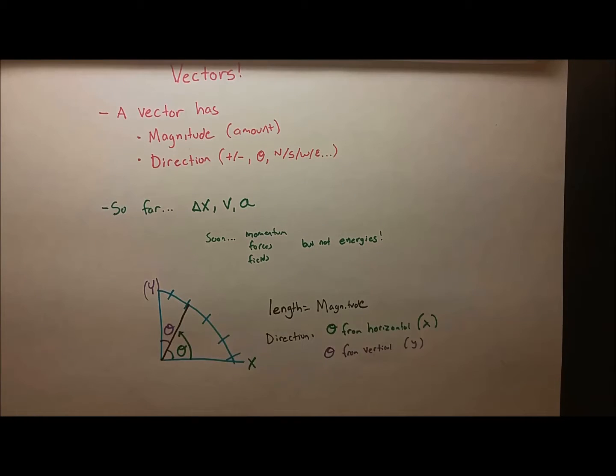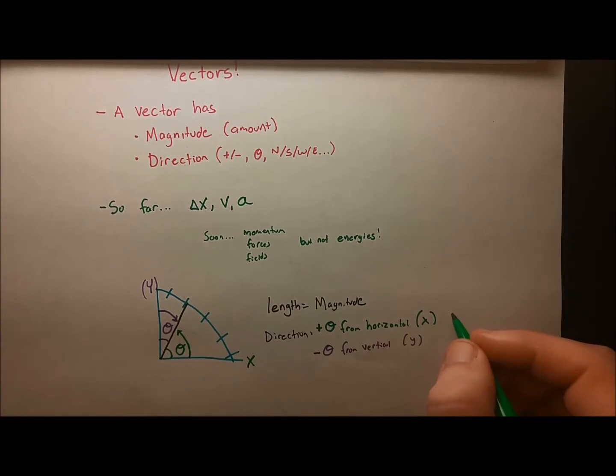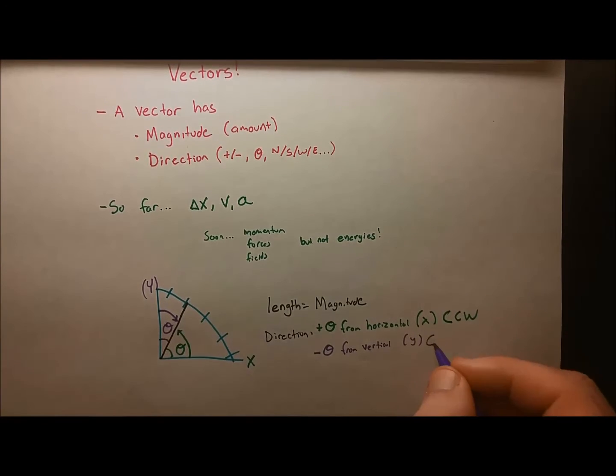Now, the green kind of goes up from the x-axis, and the y kind of goes down. So you can label them positive and negative theta as well. Or you could say, instead of positive and negative, clockwise or counterclockwise. And that's what I did there.